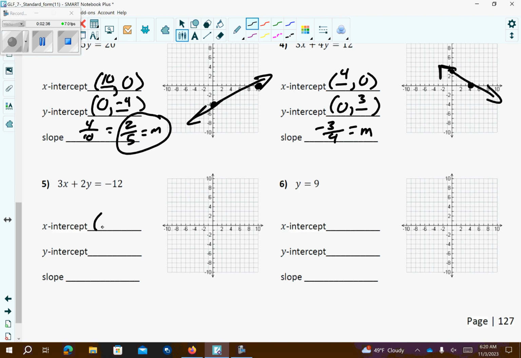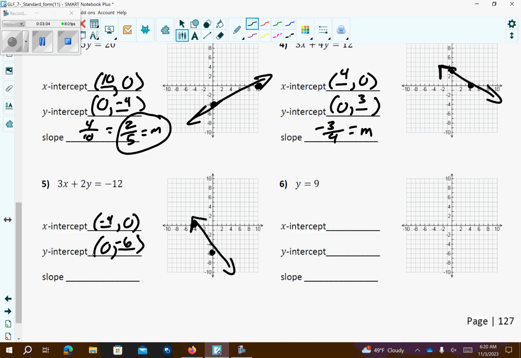Number 5, again, we're going to go blank comma 0, 0 comma blank. I hope you see that there's a routine that we're doing the exact same thing. This is a y value, so 3 times what number gives me negative 12? That'd be negative 4, so negative 4, 0 is right here. This is an x value, so covering up this, 2 times what number gives me negative 12? That'd be negative 6. It's down there.